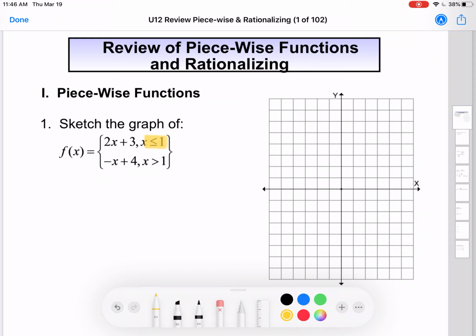So we're going to take each one, go off to the side, and make a little table of values. And remember, there's no calculator for this. Okay, so the domain for 2x plus 3 is x is less than or equal to 1. So that means I'm going to use 1. I know that's going to be included, so it's going to be a closed circle. And then numbers that are less than 1. You could just do a few. We don't need to do a lot.